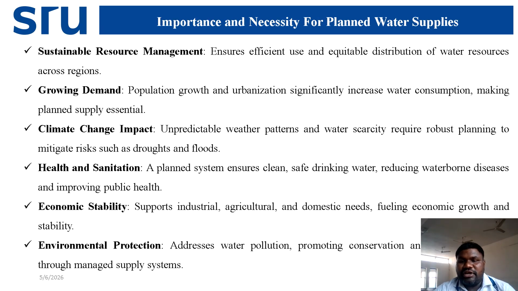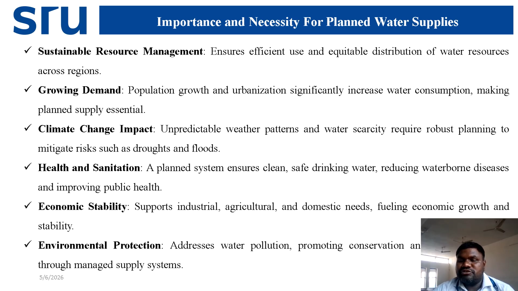So what is the importance and necessity of planned water supply? Why is it necessary? We need sustainable resource management, which ensures efficient use and equitable distribution of water resources across the regions. First and foremost, we need to supply water to all the community at equal levels, and also supply sufficient quantity. That is called sustainable resource management.